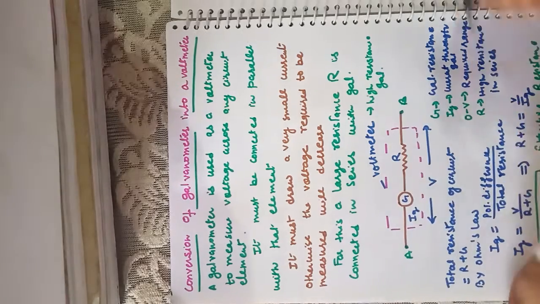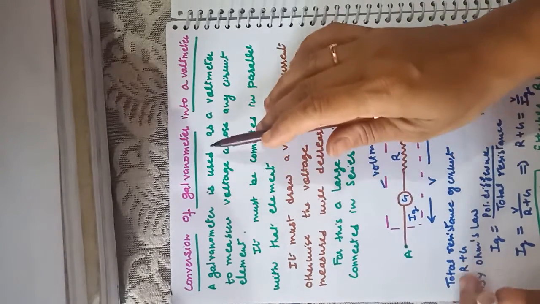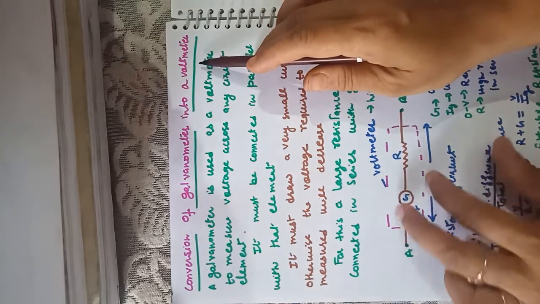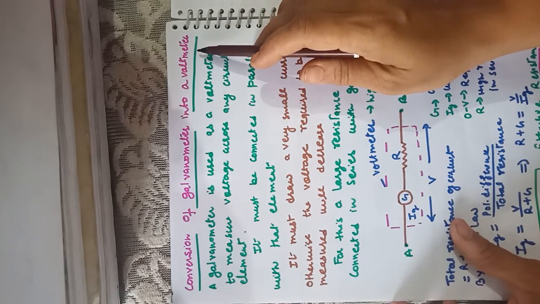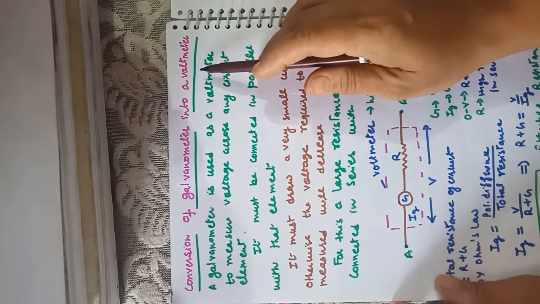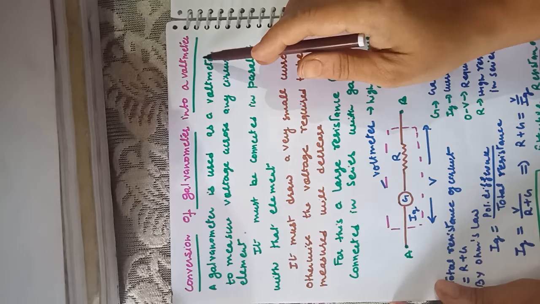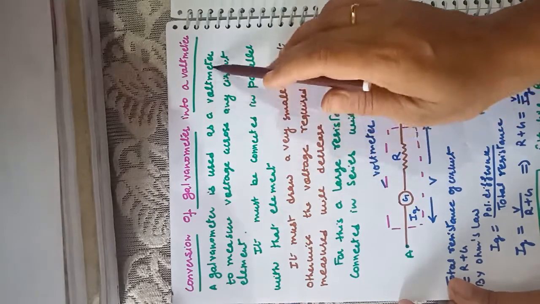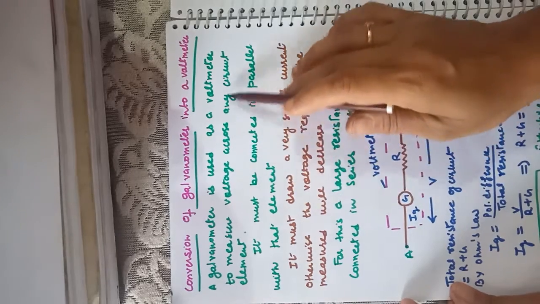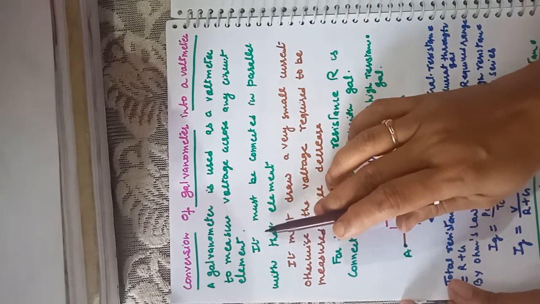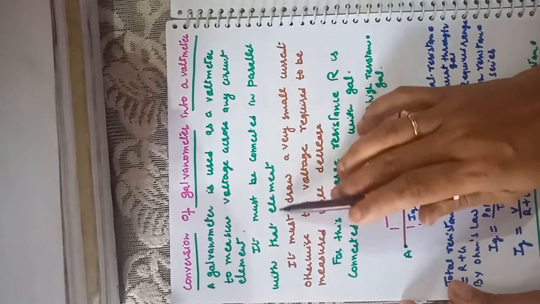This is the explanation of the conversion of a galvanometer into a voltmeter. You all know very well that a voltmeter is a device which is used to find out the potential difference across the 2 points of the circuit. So a galvanometer is used as a voltmeter to measure voltage across any circuit element. So it must be connected in parallel with that element.